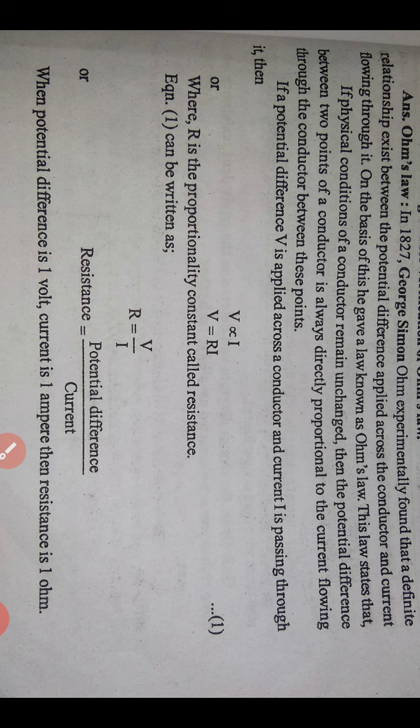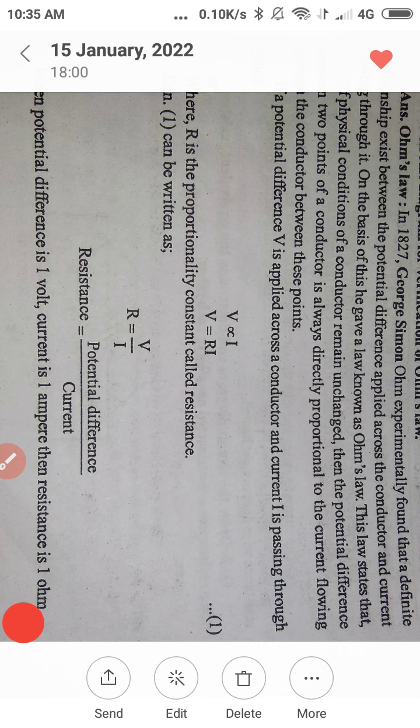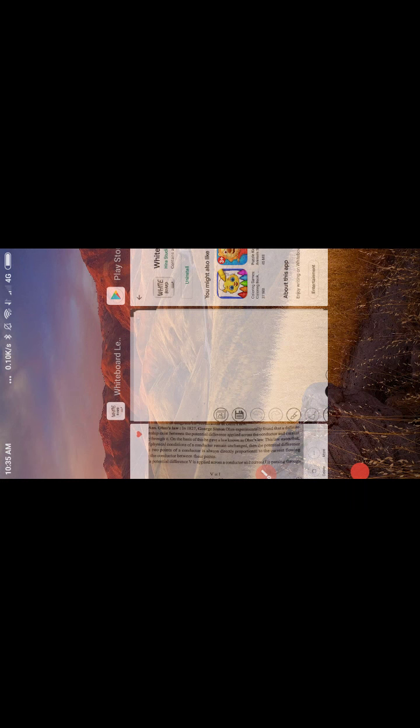And the graph that we get between the voltage and current is linear. So I will explain how this principle works.